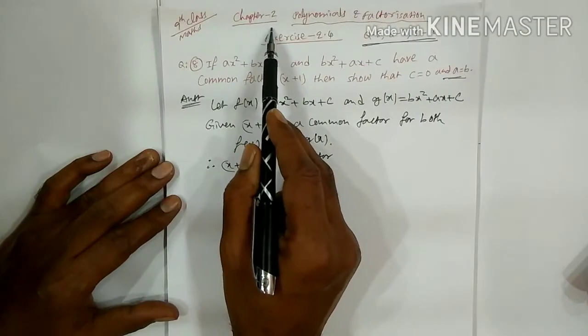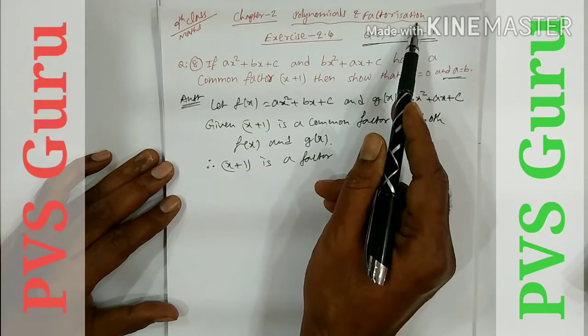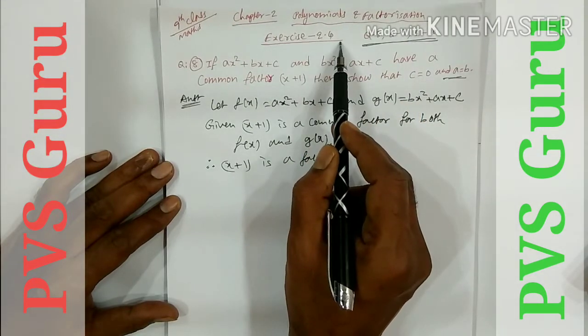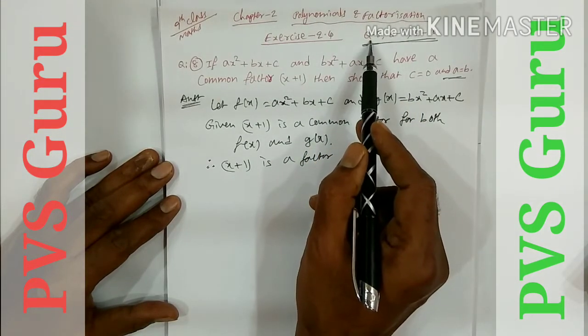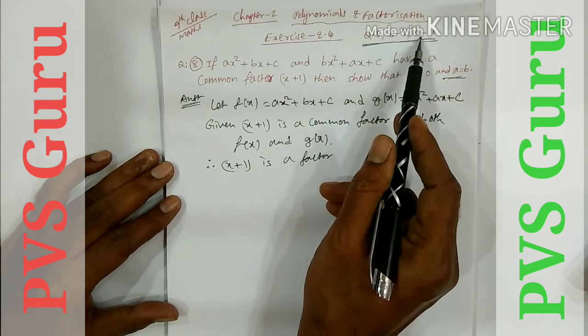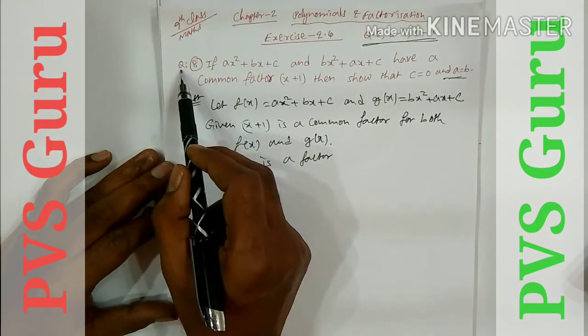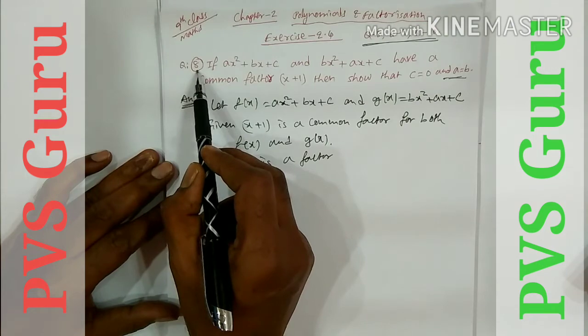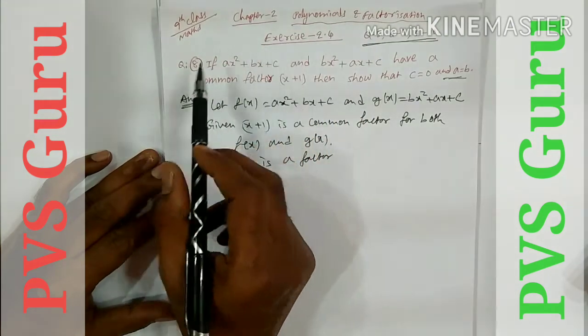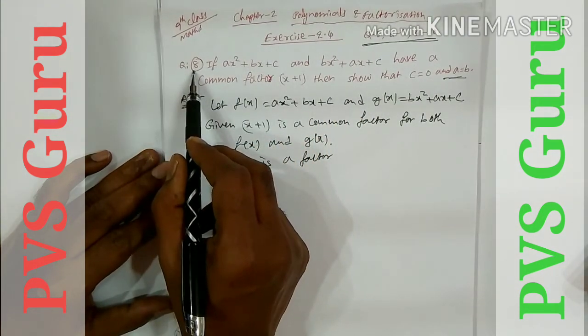Class maths, chapter 2, polynomials and factorization, exercise 2.4. In this video we have to finish question number 8, question number 9 and question number 10. So first I am starting with question number 8. In the previous video, up to question number 7 we have finished. Now I am starting with question number 8.